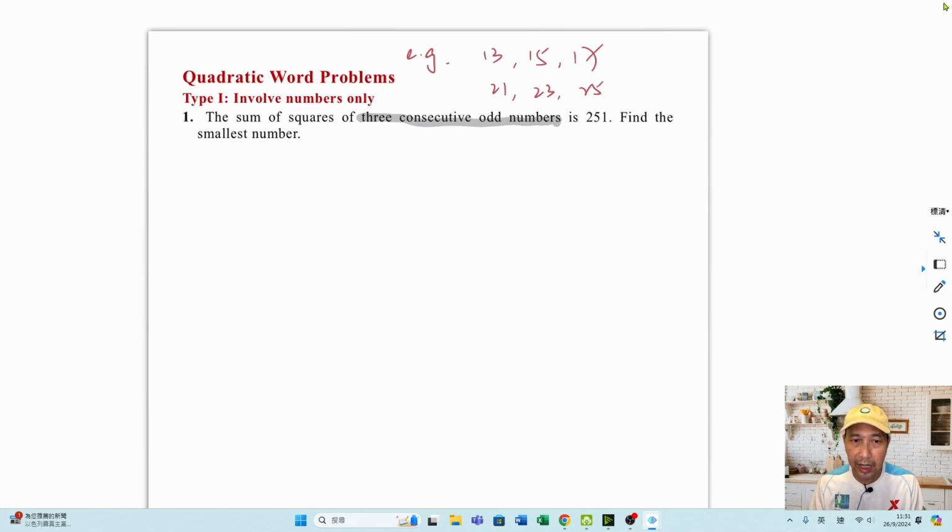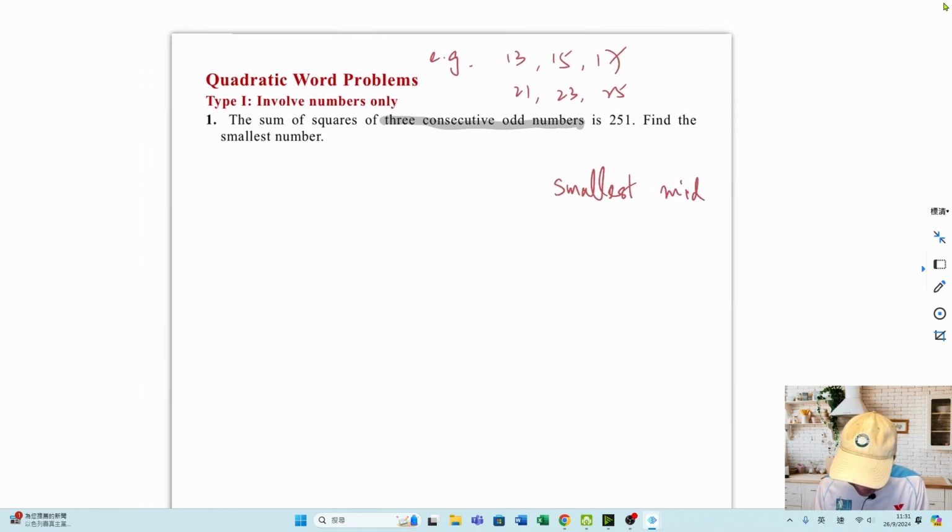In these questions, there are 3 numbers involved. Suppose there are 3 numbers. We can say the smallest one, the middle one, and the largest one. Okay, we can let the smallest number be x, and then we can express the other 2 numbers in terms of x. The middle one will become x plus 2. The largest one is x plus 4.